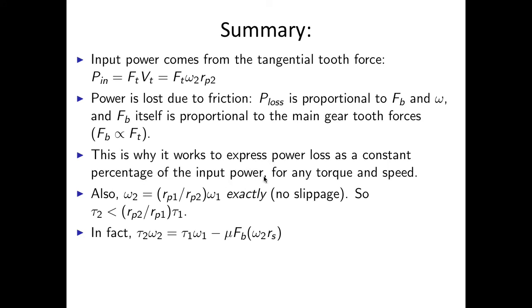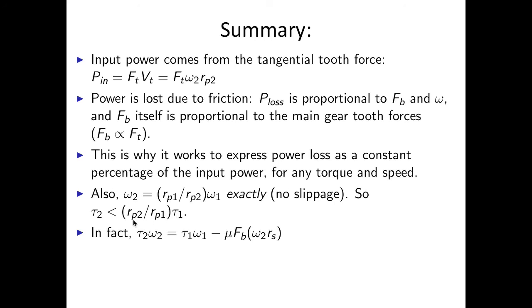One more thing. Note that the output velocity, omega 2, has to be exactly equal to the ratio of the gear sizes, r sub p1 over r sub p2 times omega 1. That's because the teeth aren't slipping. But we recall from before, when we had cases with no loss, that you could write that the output torque would be exactly equal to the radius of the second gear divided by the radius of the first gear times the input torque. That's not true anymore, because if it were, you'd have no loss. So it's got to be something less than that.